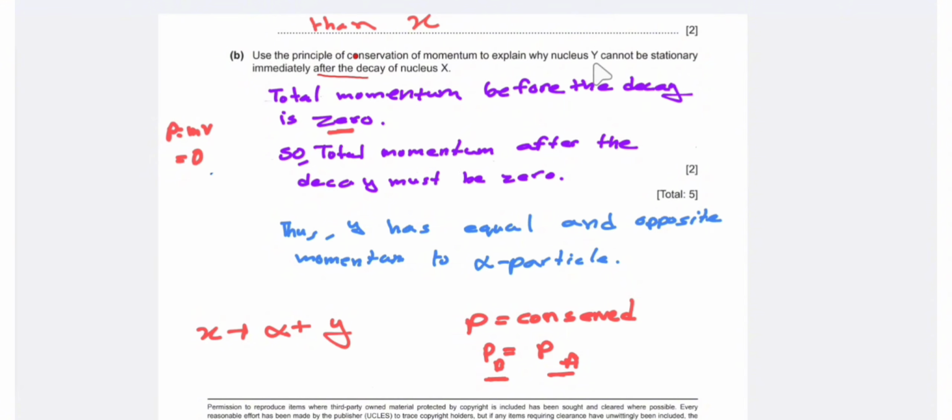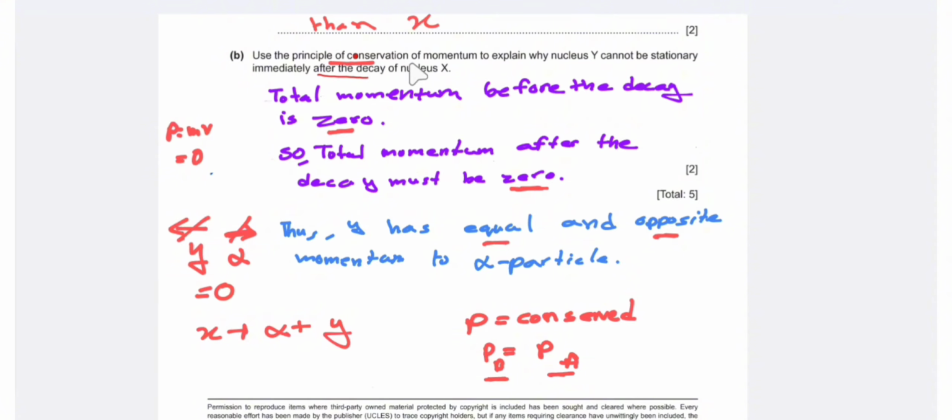And we need to state that nucleus Y cannot be stationary immediately after the decay, because X decays to form Y and an alpha particle. Now Y and the alpha particle both have momentum. To make the final momentum 0, Y and the alpha particle must move in opposite directions with equal momentum, since the total momentum before the decay is 0 and must remain 0 after the decay as momentum is conserved. Since they have opposite momentum, the momenta cancel and the resultant momentum becomes 0. That's why Y has equal and opposite momentum to the alpha particle.